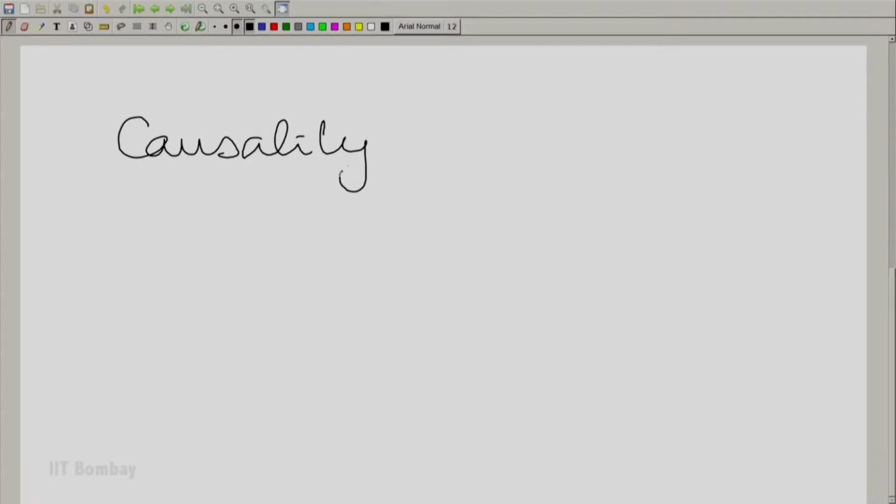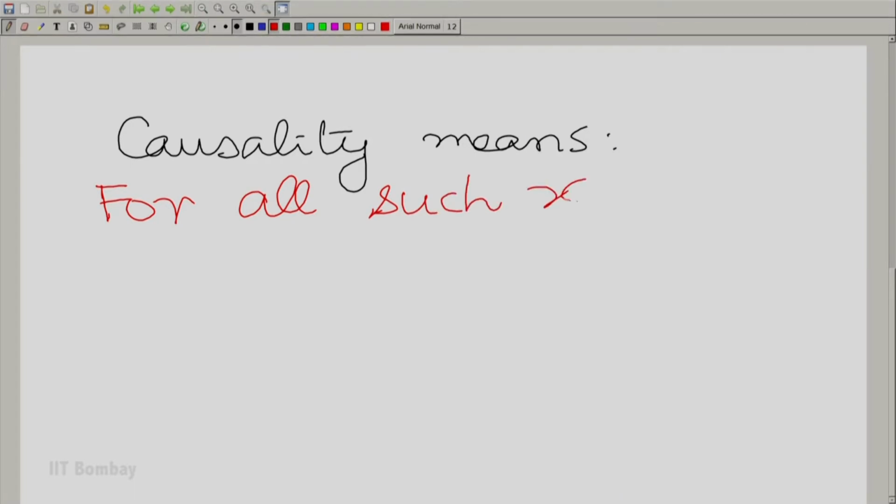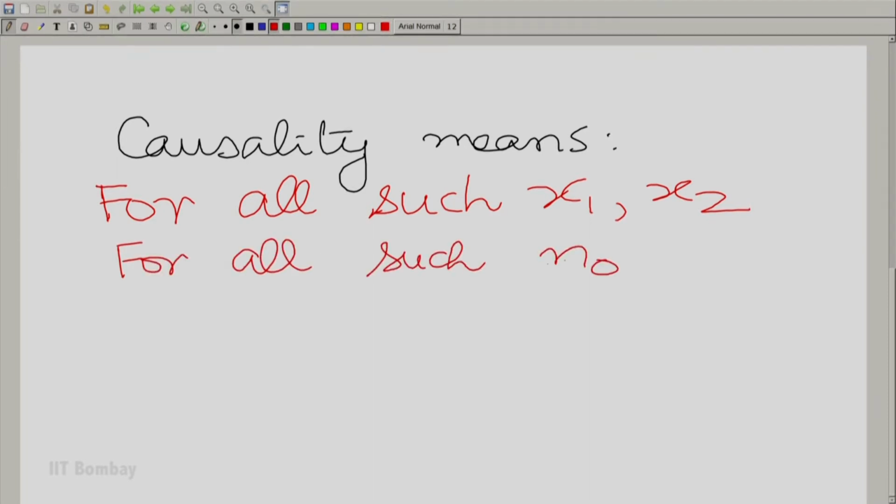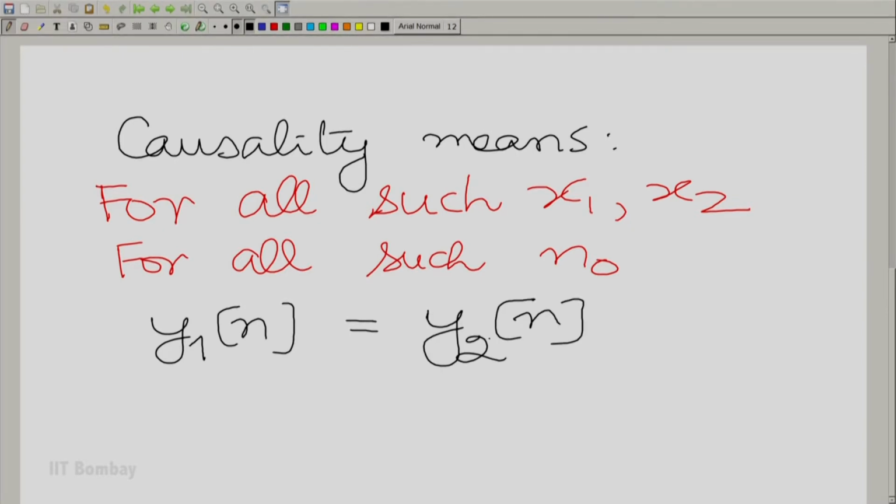and that is what we answer in the context of causality. So, causality would mean, now I am going to emphasize, for all such x1, x2 and for all such n0, we have y1[n], the corresponding output sequences, y1 and y2. y1[n] is equal to y2[n] for all n less than or equal to n0.